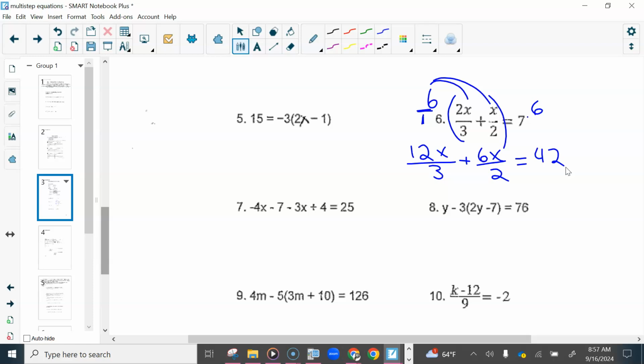Now, we still have the fractions, but they're about to go away because we could simplify. 12 divided by 3 would give us 4, and we would keep the x. 6 divided by 2 would give us 3, keep the x.